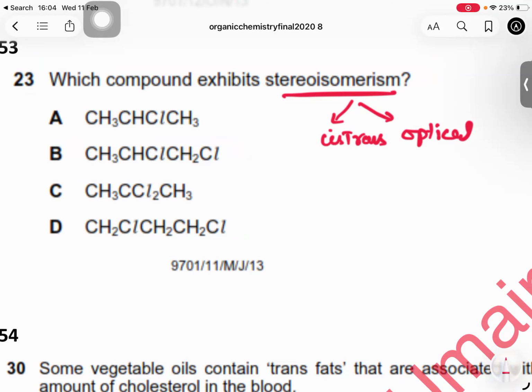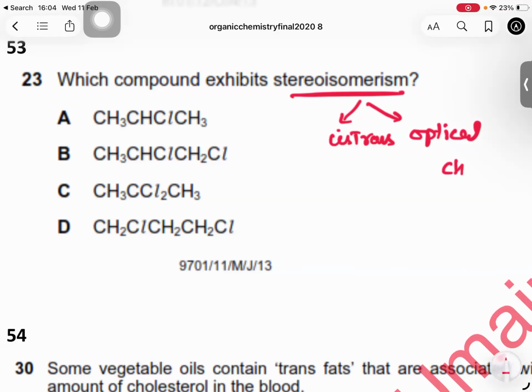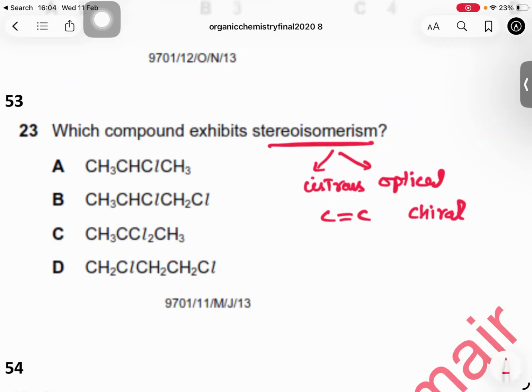Does the A have the phenomena of stereoisomerism? Stereo में both आते हैं ना? हाँ, so optical के लिए क्या देखना है? Chiral carbon. और cis trans के लिए क्या देखना है? Okay, let's start with the first one. It is CH3, CHCl, and then CH3. Is there any double bond? No. Is there any chiral carbon? No. So there is no phenomena of stereoisomerism.